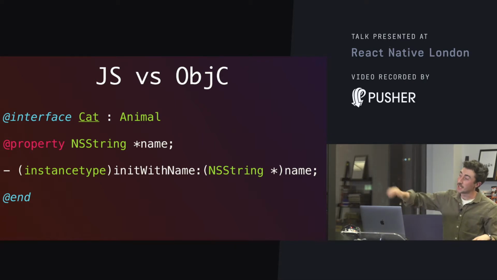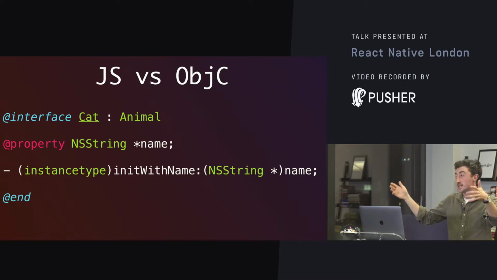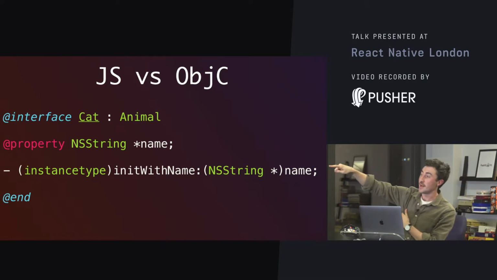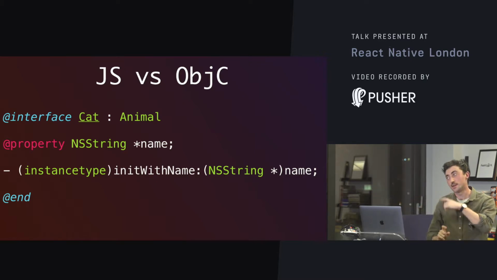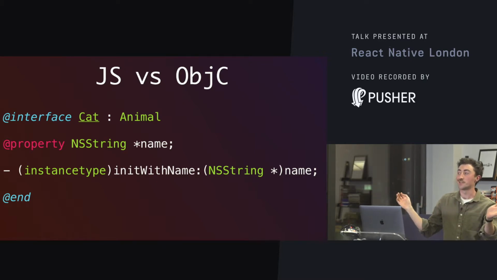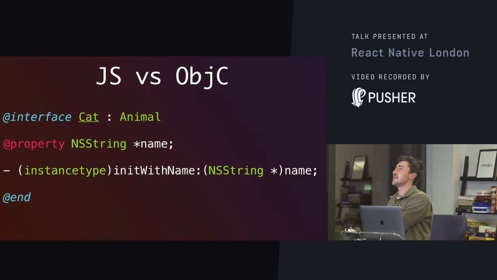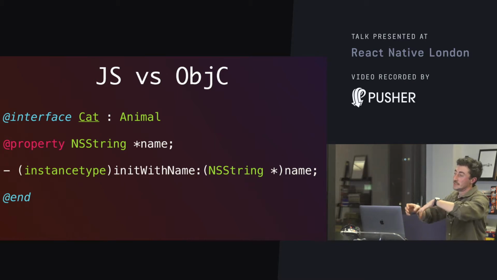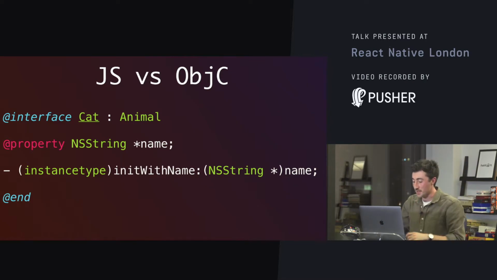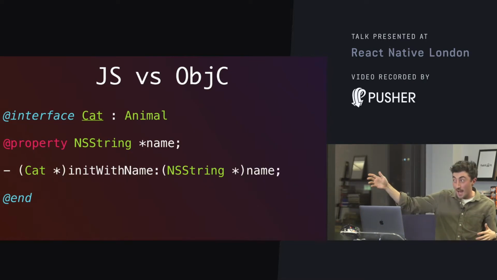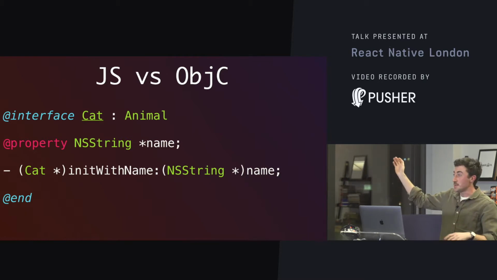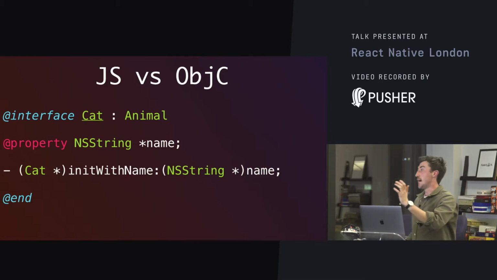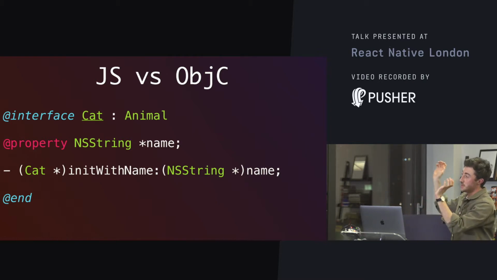Then the next line, we are declaring an instance method. It's an initializer. So we have a little minus over there, which means it's an instance method. If it's a plus, it's a class method or a static method, but we're not going to go into that today. We have this super scary instancetype keyword, which is the return type of the method. That means we return the same type that we're making, so you can pretend that just says Cat. initWithName is the name of the function. And then we have the parameter, again, a string, name.